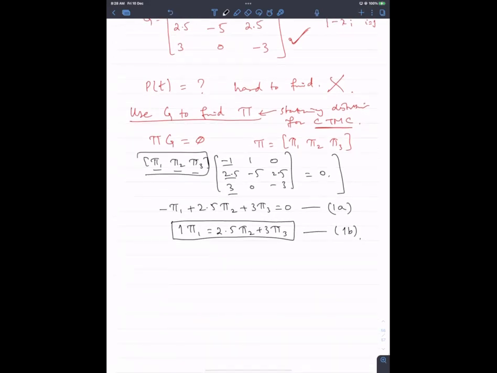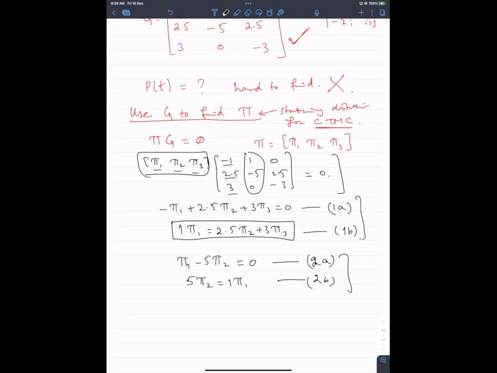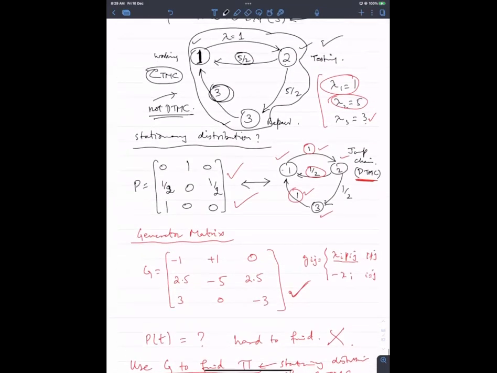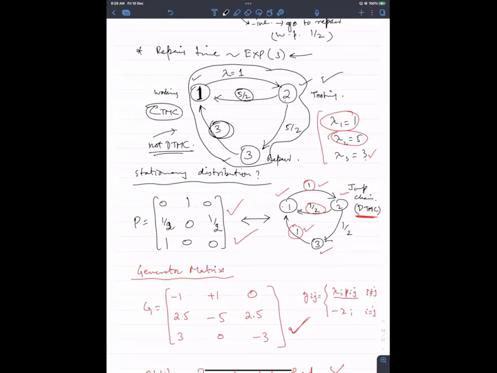इसी तरह इसको जब दूसरे column के साथ करेंगे तो आपके पास एक और equation आएगी, and that equation would be pi 1 minus 5 pi 2 is equal to 0. This is 2a. Pi 1 minus 5 times pi 2 is equal to 0, and this can also be written as 5 times pi 2 is equal to 1 times pi 1, which is 2b. Equivalent equations. These two are equivalent equations. And 5 times pi 2 is equal to 1 times pi 1 is obvious from this picture as well.